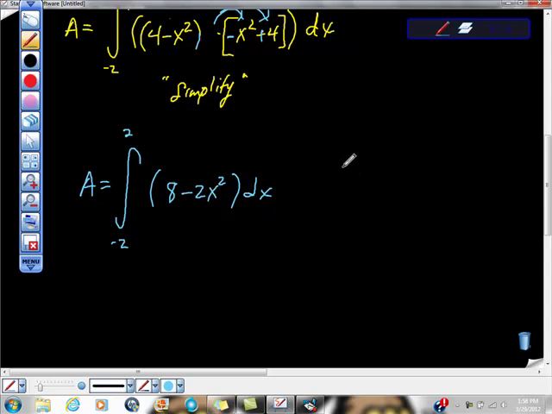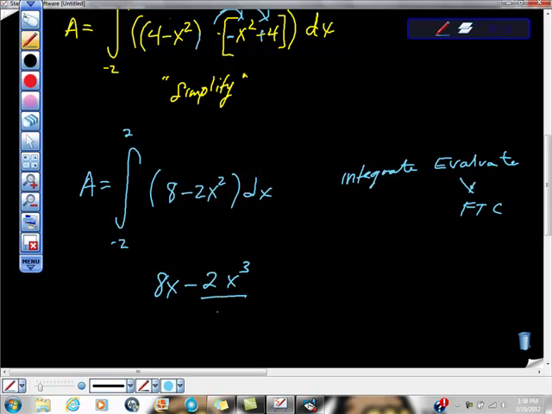So I think we're getting there. From here, our goal is always to integrate and evaluate. So we're going to integrate through integration, and then we're going to evaluate through the fundamental theorem of calculus. So if we integrate this, the integration of 8 is 8x minus 2x to the third over 3. You can leave it like that, or you can put it like this. However you want to write it is absolutely fine. As evaluated, and our interval was negative 2 to 2. So this is our integration.